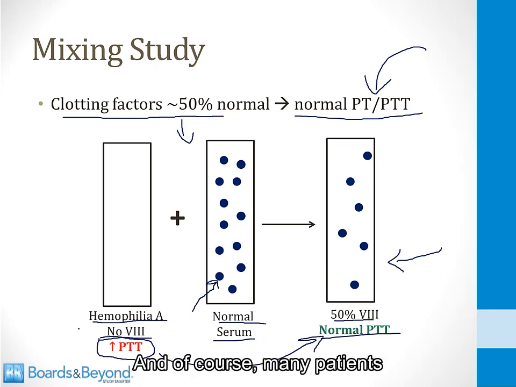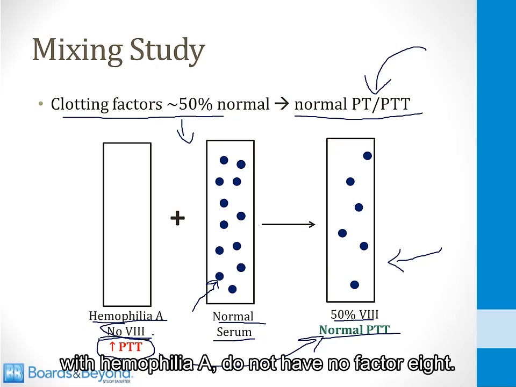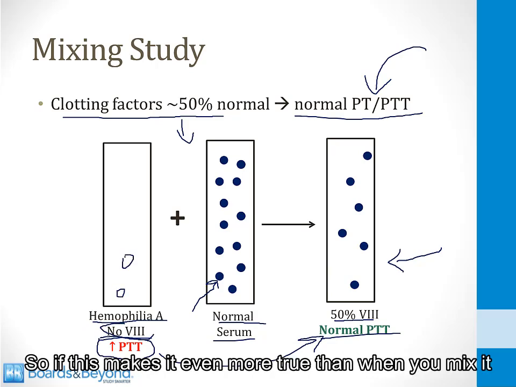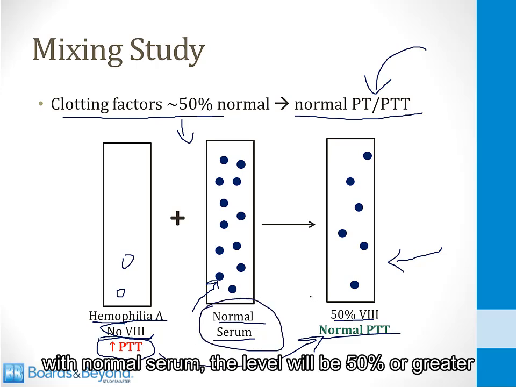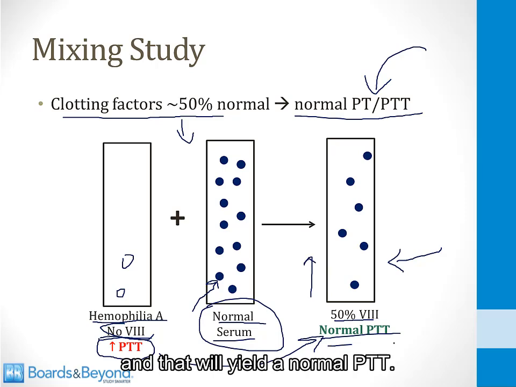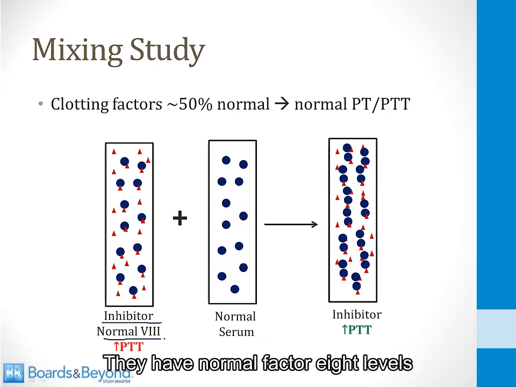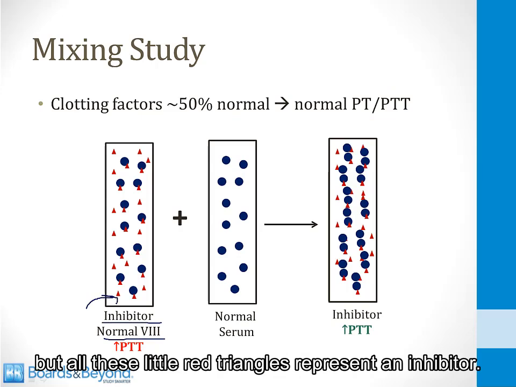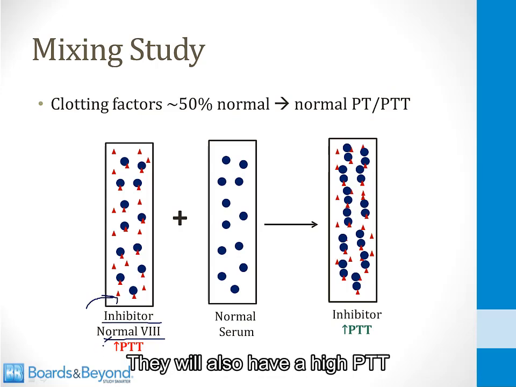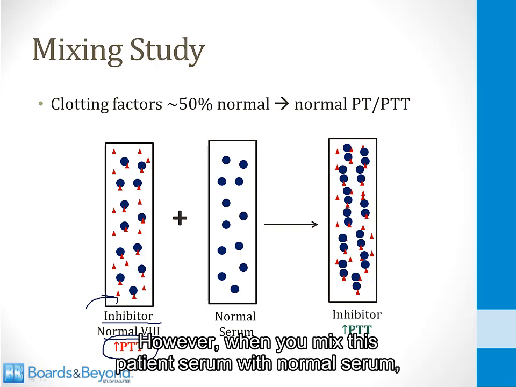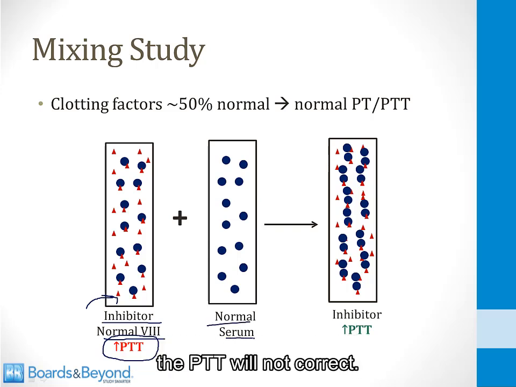And of course, many patients with hemophilia A do not have no factor VIII. They have some in their plasma. So this makes it even more true that when you mix it with normal serum, the level will be 50% or greater, and that will yield a normal PTT. Now let's imagine we have a patient who has an inhibitor of factor VIII. They have normal factor VIII levels, but all these little red triangles represent an inhibitor. They will also have a high PTT, just like the hemophilia patient. However, when you mix this patient's serum with normal serum, the PTT will not correct. It will remain prolonged.